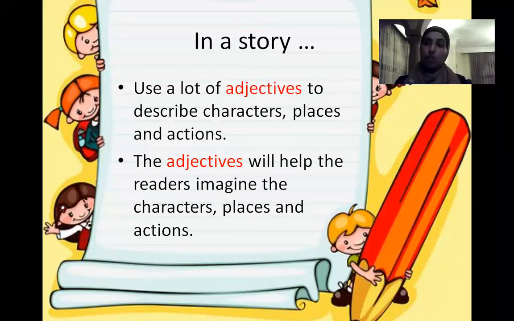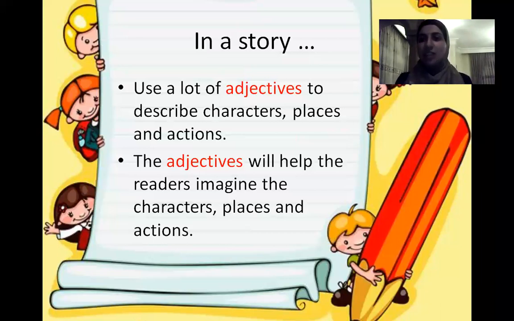Now, in the story, remember that the people are only reading words. They're not watching a movie. So you have to help the readers to imagine the things and the actions in the story. So how can I help them to imagine the characters? How do they look? What are they doing? And how do you help them do that?